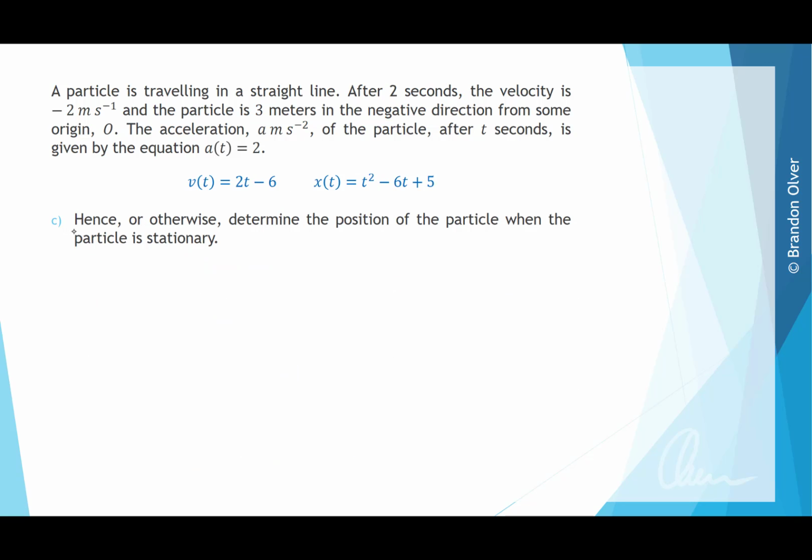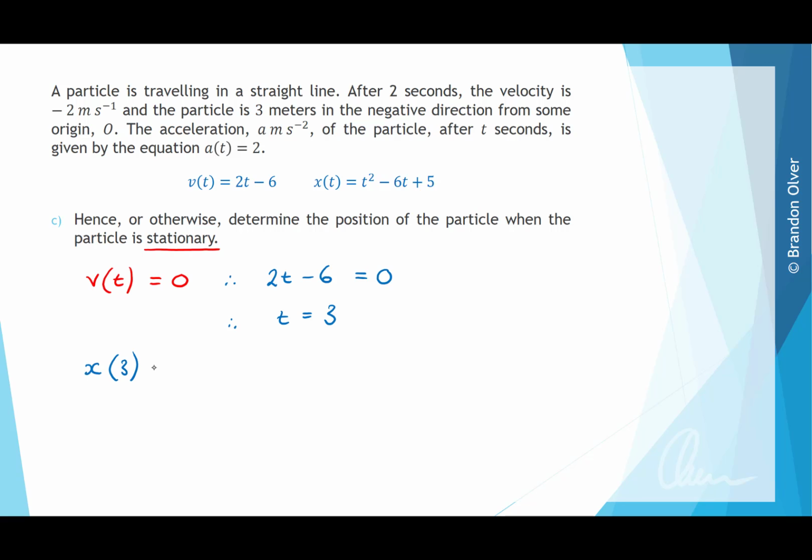For part C, we're told to hence or otherwise determine the position of the particle when the particle is stationary. And we know that the particle will be stationary when the velocity v of t is equal to 0. So from before, that means we want to solve v of t, which is 2t minus 6 is equal to 0. And if you solve that, we find that t is equal to 3 is when we have a stationary point on the curve.